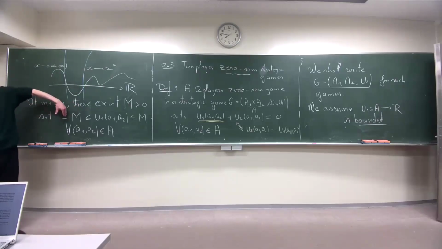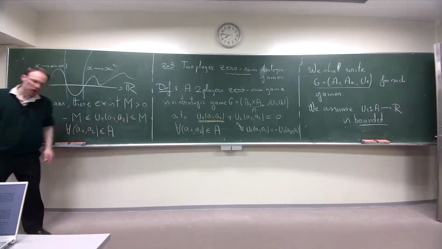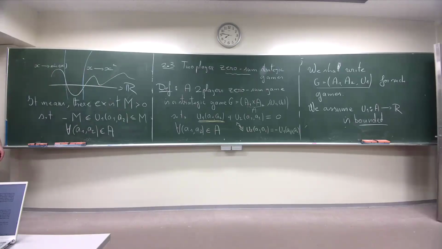There is a value which is smaller than all possible values here, and there is an upper bound. Okay. So I will assume that U is bounded because I need it for the next definition, and it's quite natural. The payoff cannot go to infinity.